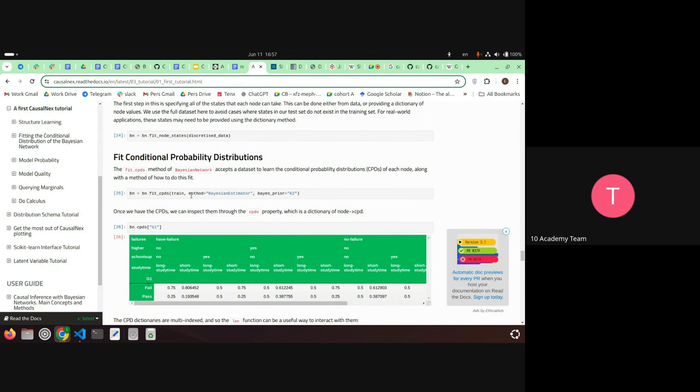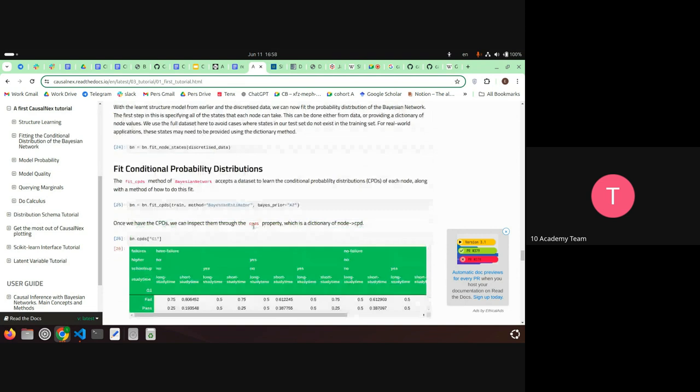As I said, there are two methods. There is the Bayesian estimator and there is a maximum likelihood estimator as well. For the prior here, I'm not sure what K2 is in this case, but you can look at the definition of fit CPD. But let's just move on from this for a moment, because again, we're running out of time. Finally, after you do this step, you have your model.